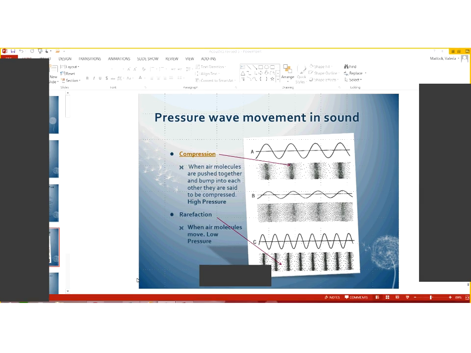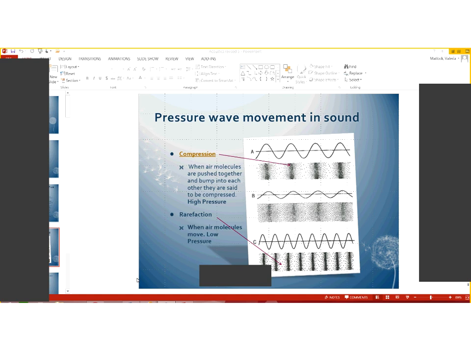Hi, can you explain, I think I understand compression. Can you explain, and I'm looking at slide number 4 still, B and C and what rarefaction is? Because it seems like compression is when the air molecules are moving, but then the definition of rarefaction on this slide also says the air molecules are moving. So what is the difference between the two when they move?